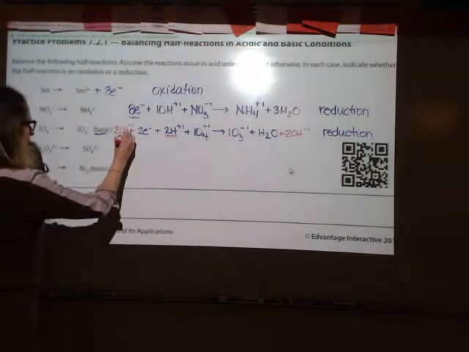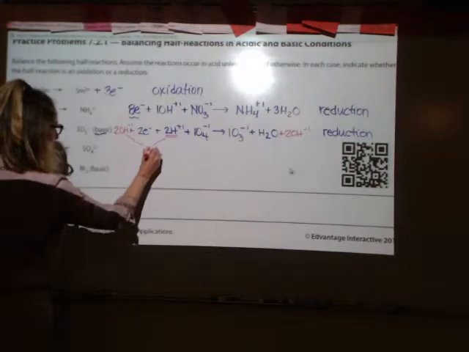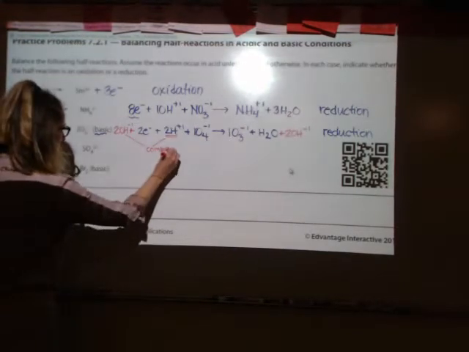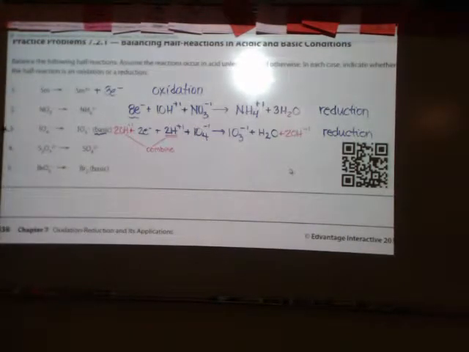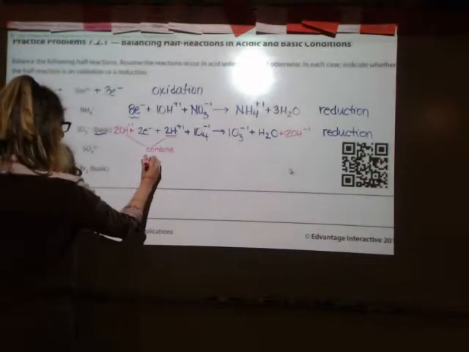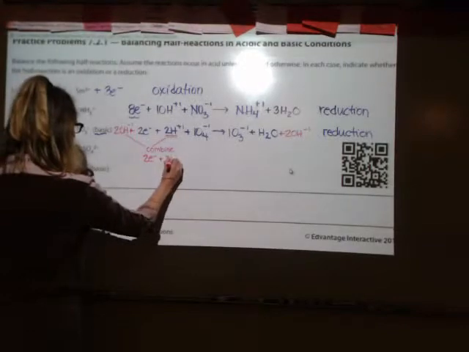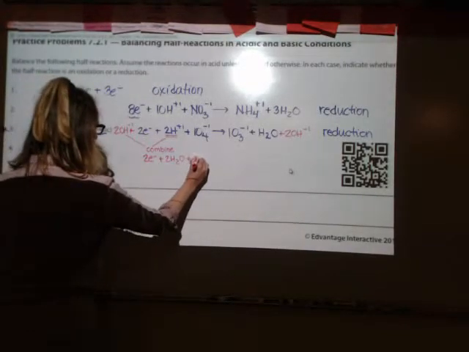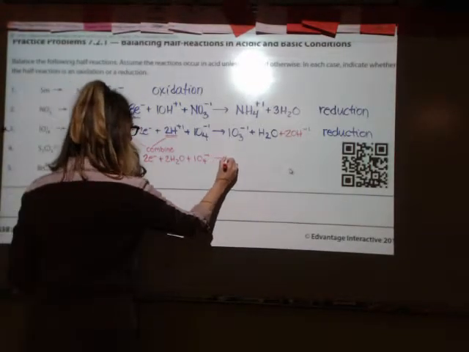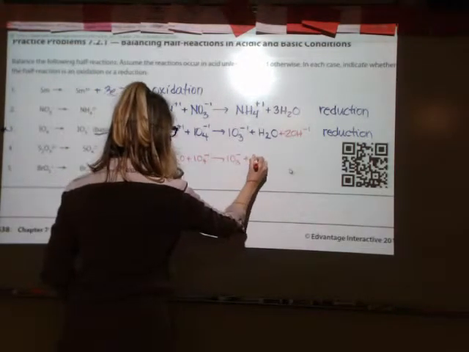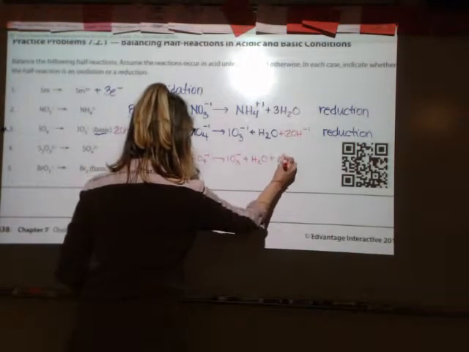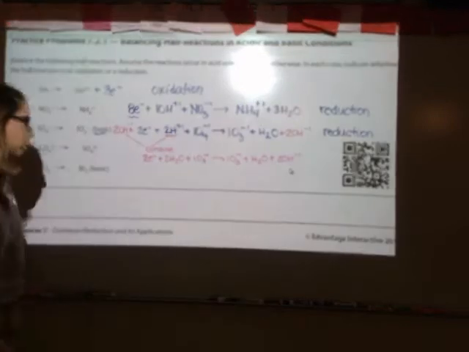So over here, I can combine these. So I would end up with 2 waters. Does that make sense? So it's 2 electrons plus 2 water, and then your IO4 going to IO3, and then everything else is the same. Do I have you up until this point? Mm-hmm.